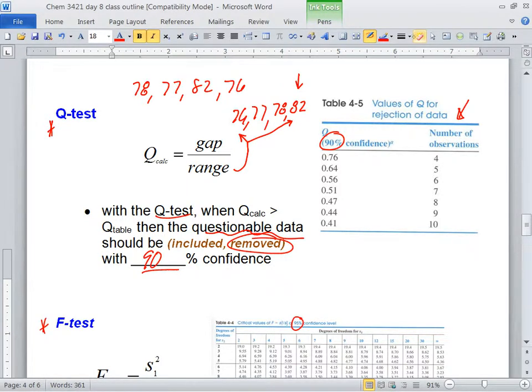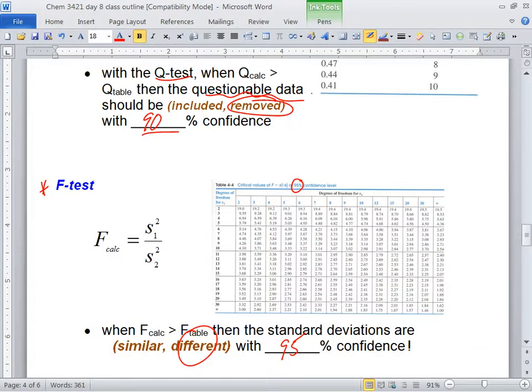So my gap would be what? The difference between those two: 82 minus 78. So it's your outlier and its nearest neighbor. That's your gap. Divide that by the range, get Q calc, find a Q table, compare the two. And if Q calc is bigger, toss out 82. And then try the Q test again until things finally start agreeing for you.